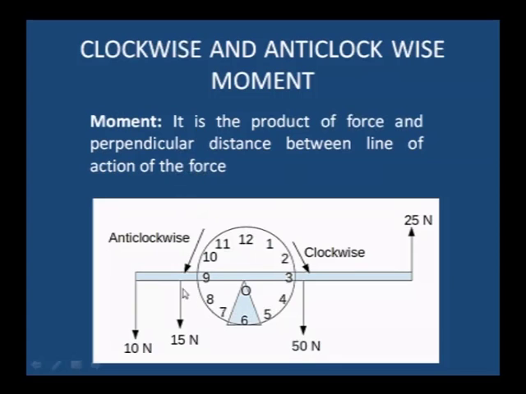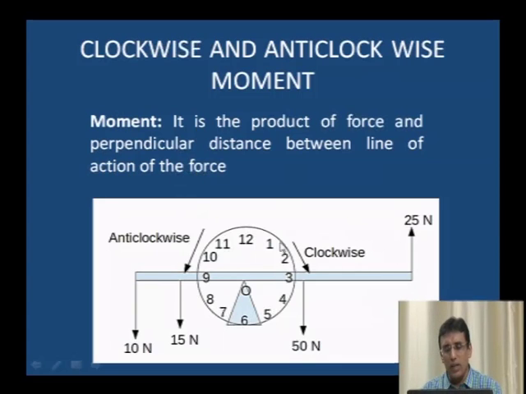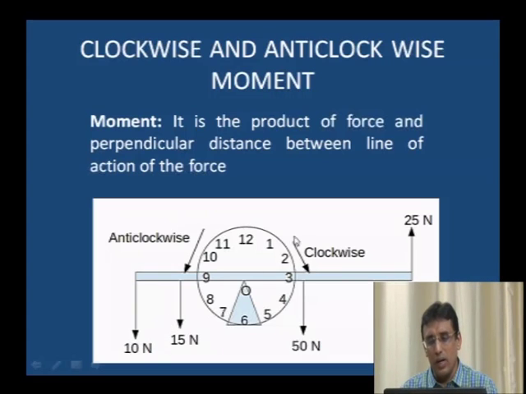Here we can observe there are two types of moment, clockwise moment and anti-clockwise moment. If a 25 kilonewton load is acting at the right side, and we calculate the moment, 25 into distance, that creates an anti-clockwise moment. If it is a 15 kilonewton load, 15 kilonewton multiplied by distance creates a clockwise moment.